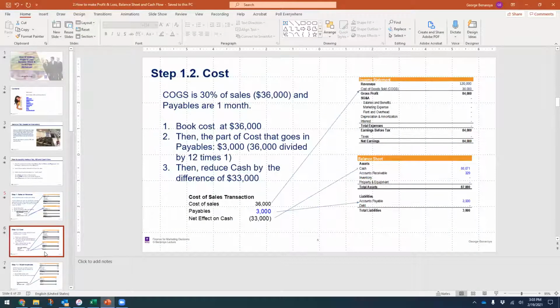For step 2, we will say that her cost of sales is 30% or 36,000 of 120, and her payables are in 1 month. So first we will book the cost, then we will book the part of cost that goes into payables, and then we will reduce the cash by the difference. In this case, it will be 33,000. Her cost is 36. 3,000 goes into payables, so she's paying in cash 33,000.